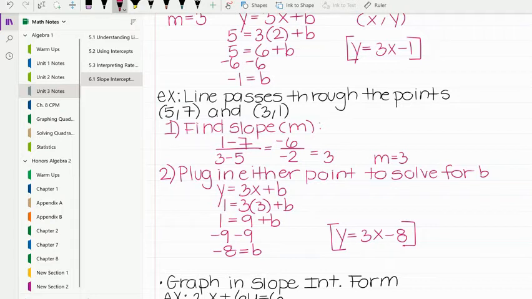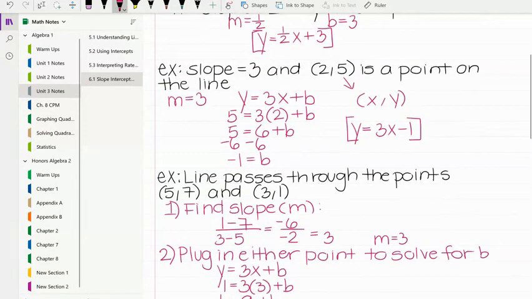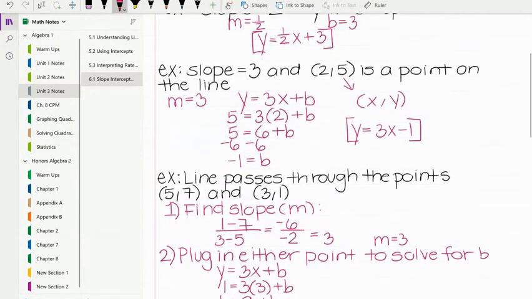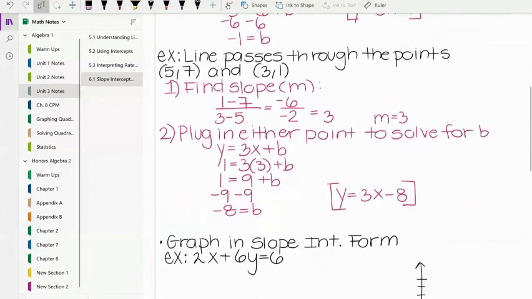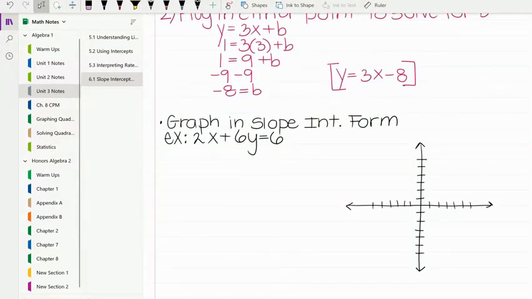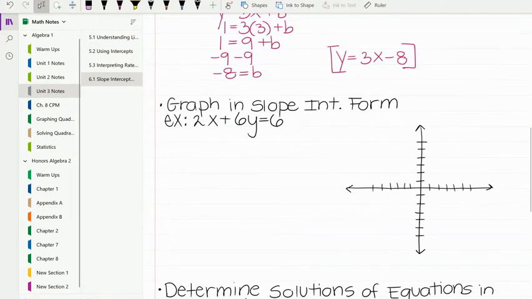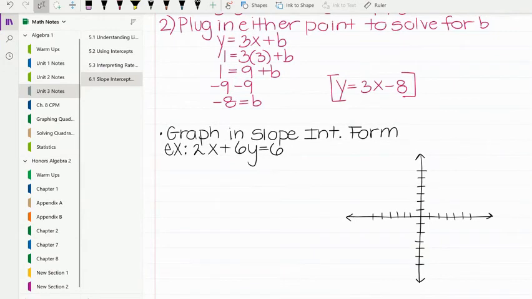All right, so that was our first topic, which is finding the slope-intercept form of an equation given certain information. Our second topic of 3 is graphing in slope-intercept form. So obviously this is not in slope-intercept form, so our first task would be to put it in slope-intercept form. So I know I need to solve for the y.